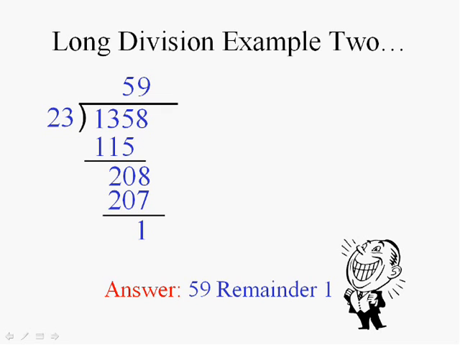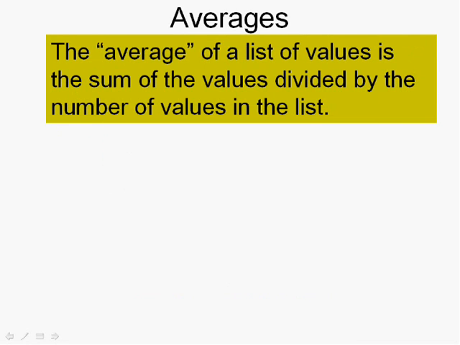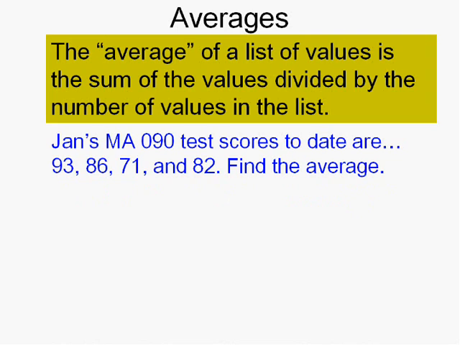One very common application of division is finding an average. The average of a list of values is the sum of the values. You add them up and then divide by how many values you have in the list. For instance, in this problem, Jan's Math 90 test scores to date are the following. And we want to find her average score. Well, we take those scores and we sum them or add them up. Let's see, 3, 5, 2, and 2.